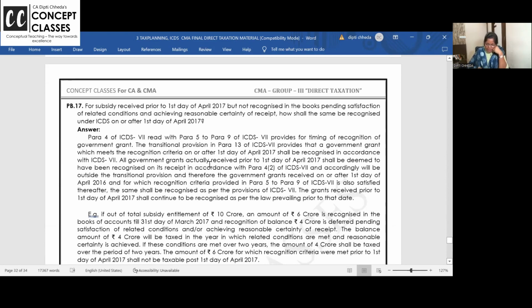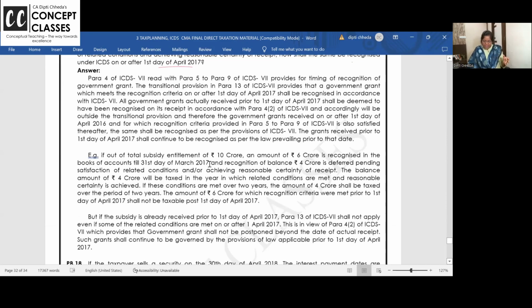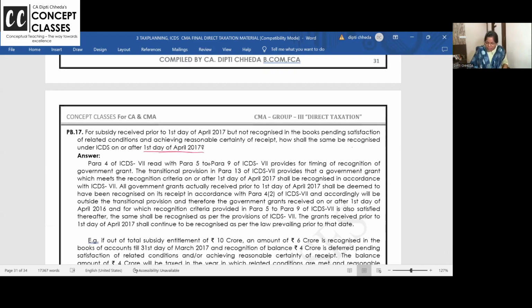I'm literally not reading. For subsidy received before 1st April but not recognized in the books pending satisfaction of related conditions, and achieved, how shall the same be recognized? Immediately. Now this big answer is given, but the gist is that before 1/4/2017 ICDS were not there. So they said recognize the subsidy subject to satisfaction of conditions. Are all conditions related to the subsidy satisfied or not? Yes. Is the work started or not? Is it a subsidy? Now ICDS is clearly saying for government grant and subsidy, if received, pay the tax.